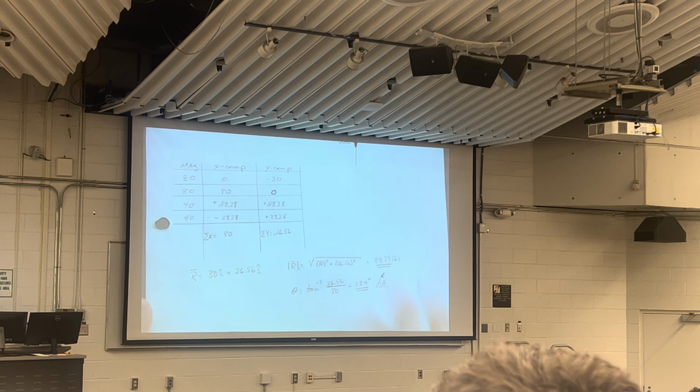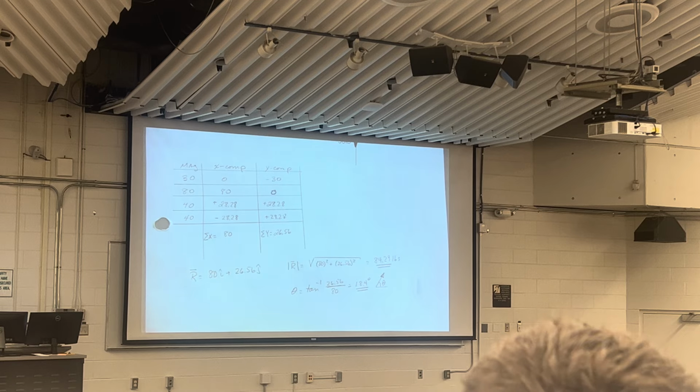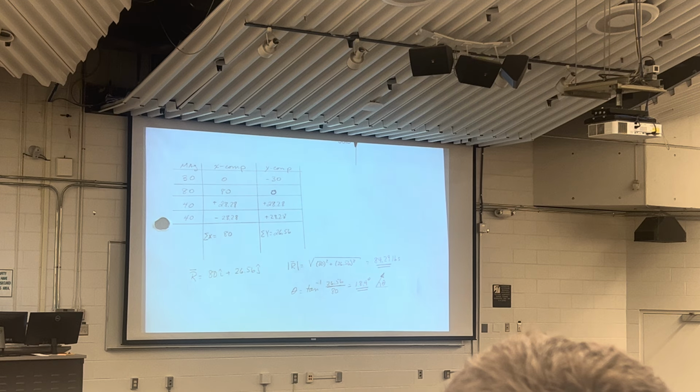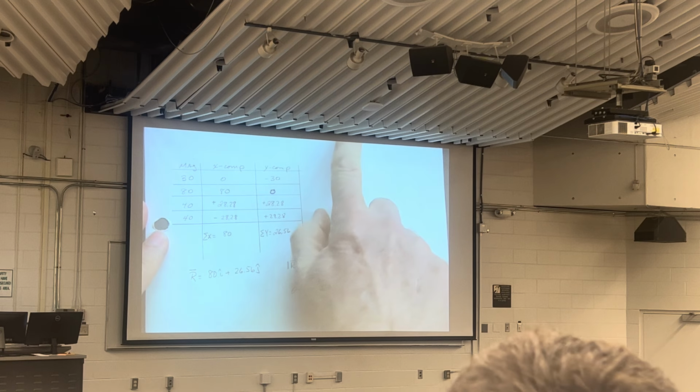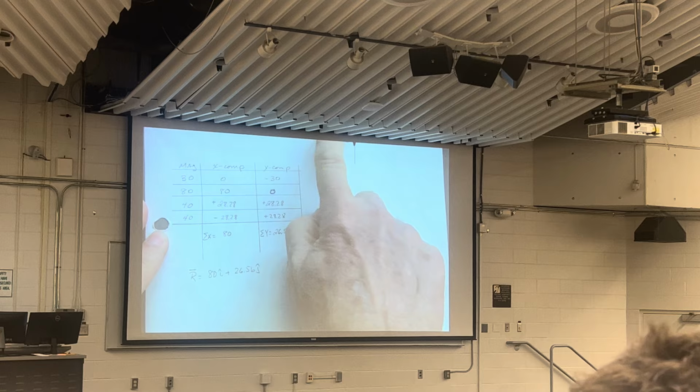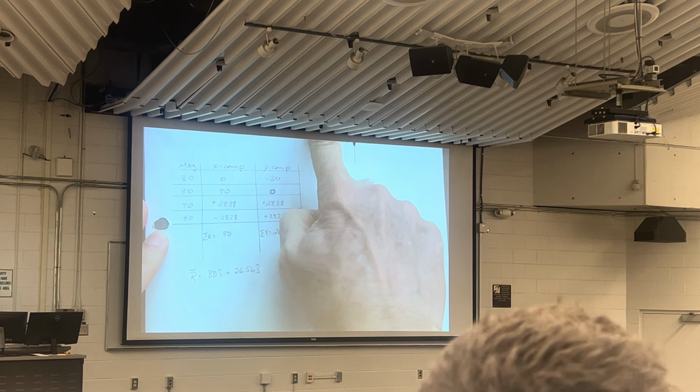All right, any questions on this one? Using the component method, pretty simple, straightforward. Understand, no matter what you do, you're still obeying the parallelogram rule. So when I look at this, I have an x and a y.